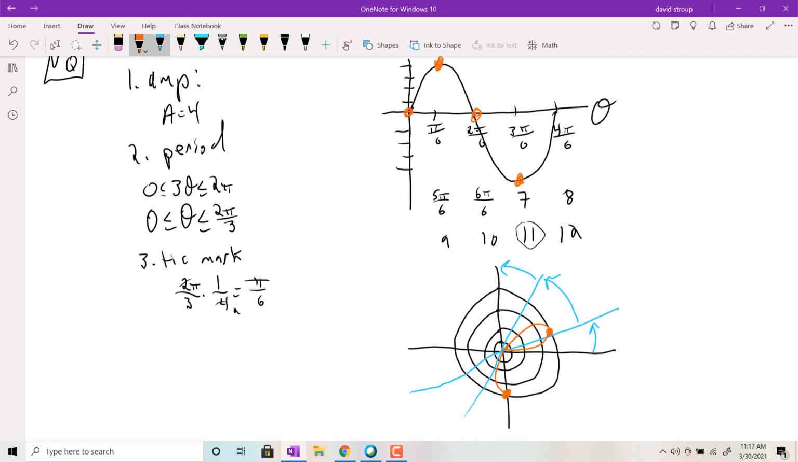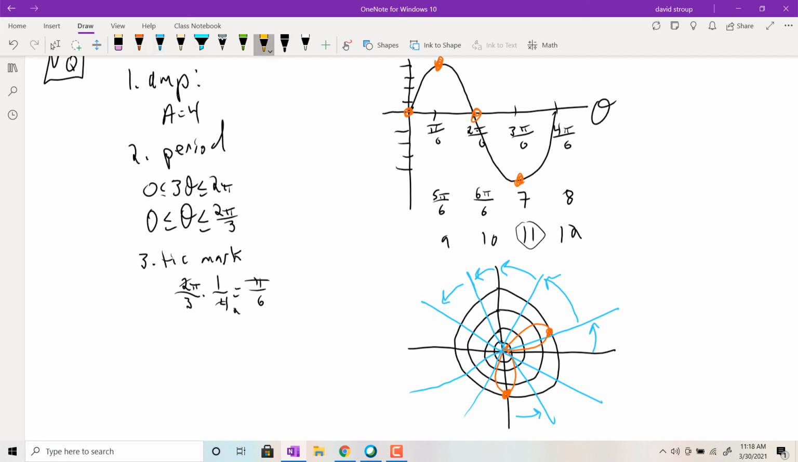And then from 3 pi over 6 to 4 pi over 6, which will be from here to here, we're actually on the other side of the arm. So we're going from here to here. Because we're negative, it's going from negative 4 back to 0. So it's going to go like that. And then from 4 pi over 6 to 5 pi over 6, from here to here, it'll go back positive, right? So it'll start repeating itself.